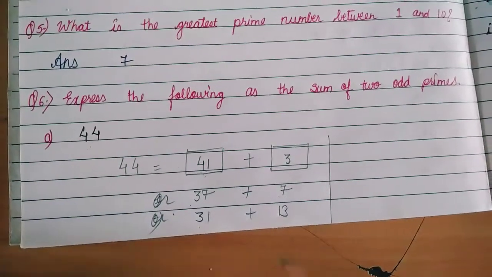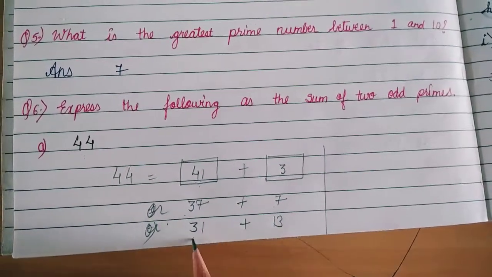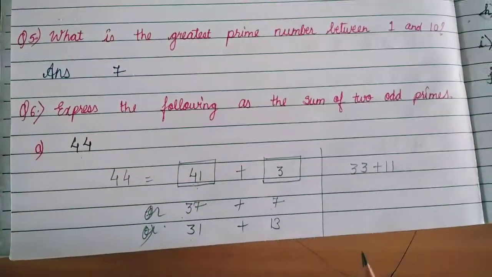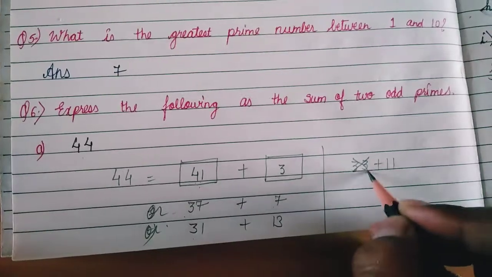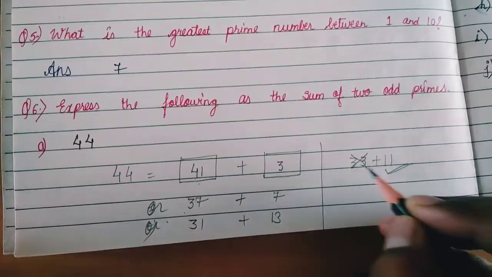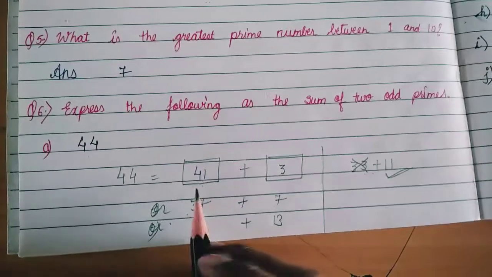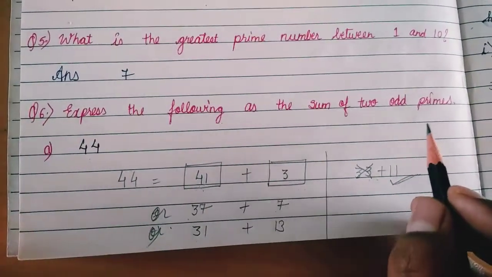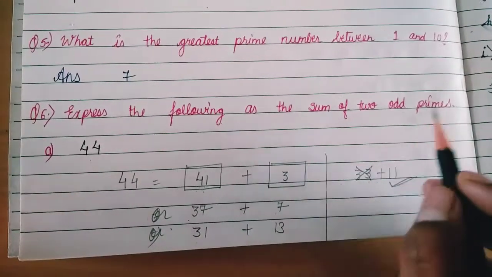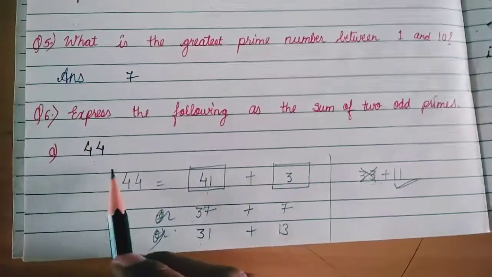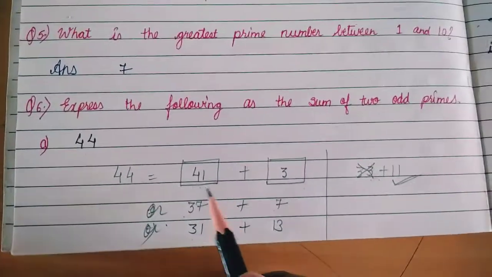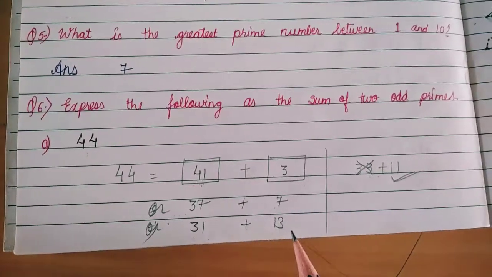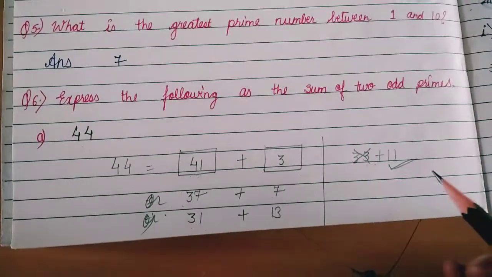But you can simply see, we have to check, is it odd primes? Yes. Can we put 33 and 11? No, 33 is a composite number, 11 is a prime number. So whatever number we are choosing, that number must be a prime number or odd prime number. So we can express 44 in the form of 41 plus 3 or 37 plus 7 or 31 plus 13, etc. So many manners are there.